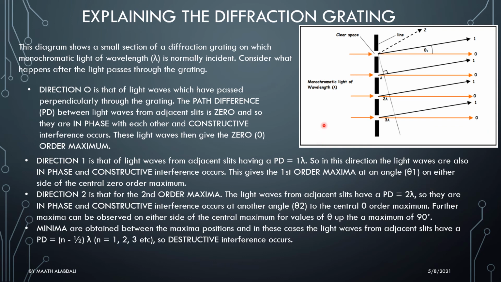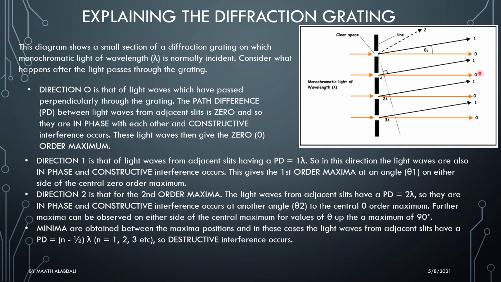Let's explain the diffraction grating. This diagram shows a small section of a diffraction grating on which monochromatic light of wavelength lambda is normally incident. Consider what happens after the light passes through the grating. In direction 0, the light wave passes perpendicularly through the grating, and the path difference between the light waves from adjacent slits is 0, so they're in phase with each other. Constructive interference occurs, and these light waves give a zero order maximum. So this is 0.